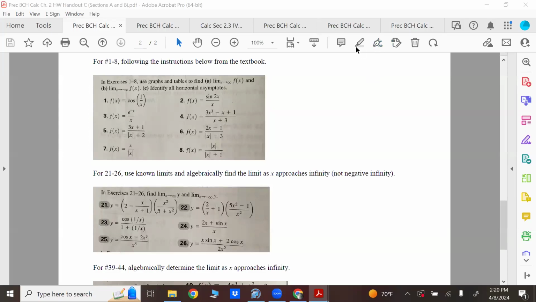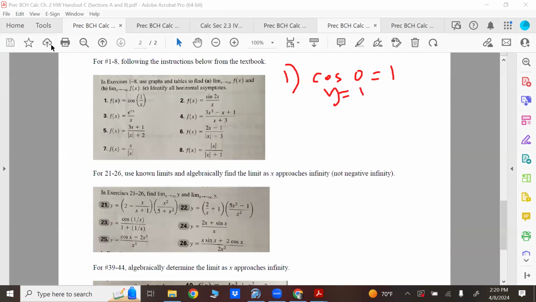So for these problems, you're asked to evaluate the limit as x approaches infinity and negative infinity, and then state the horizontal asymptotes. For number one, as x approaches infinity or negative infinity, you're basically doing cosine of 0. And what's cosine of 0, guys? 1. So we expect that to get close to 1. It's just getting closer to 1, and it actually is a horizontal asymptote.